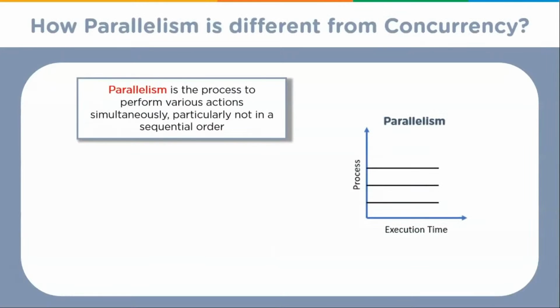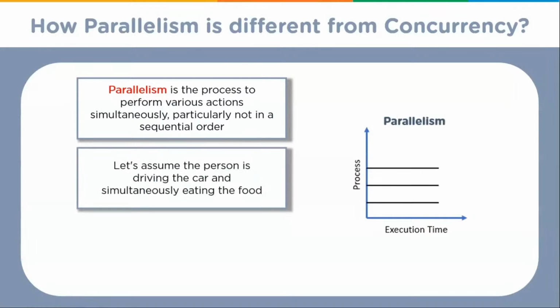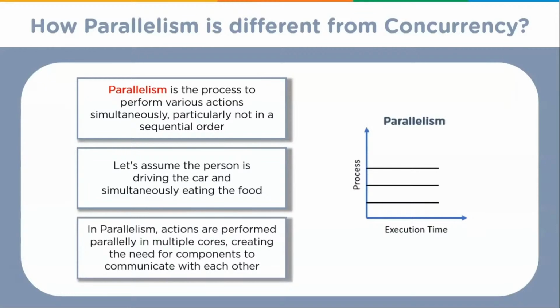This is concurrency. Moving on, we will understand how parallelism is different from concurrency. Both parallelism and concurrency produce the same result, but with different approaches. Parallelism is the process to perform various actions simultaneously, particularly not in sequential order. Let's understand parallelism with the help of the example discussed during concurrency. Let's assume the person is driving the car and simultaneously eating the food. In this scenario, the person performs both actions simultaneously, that is, parallelly. This is parallelism.